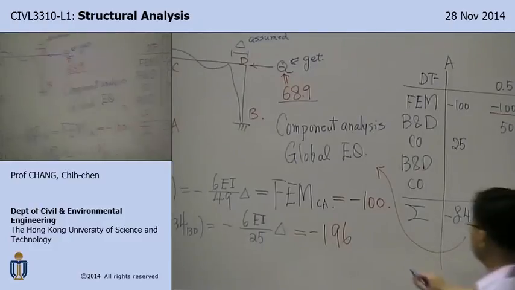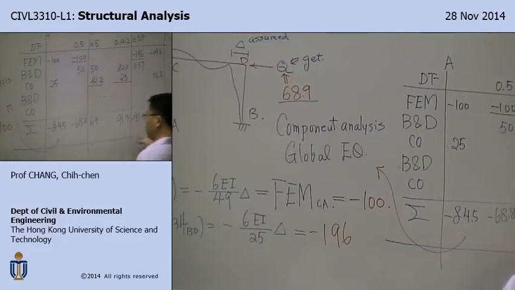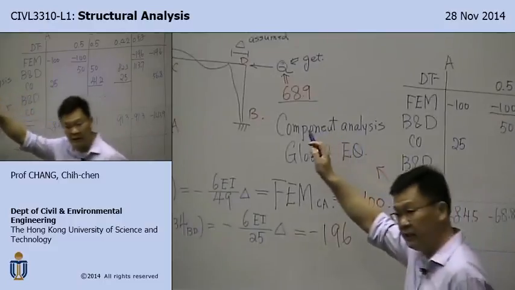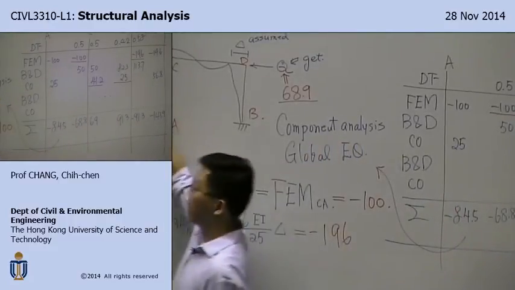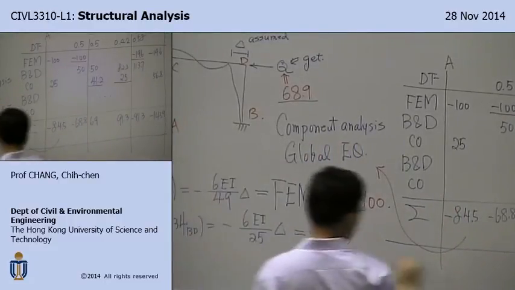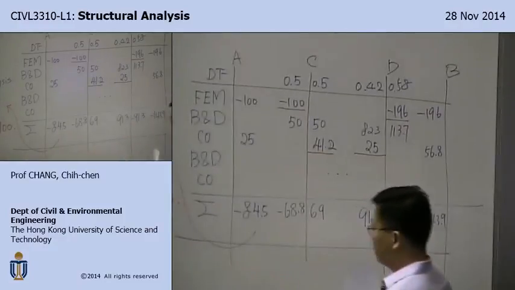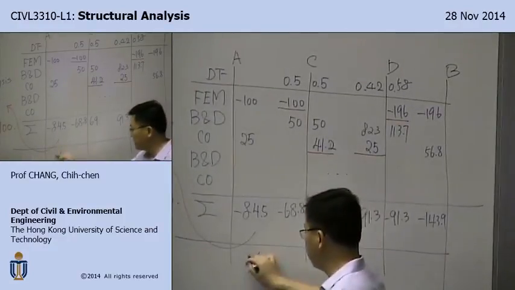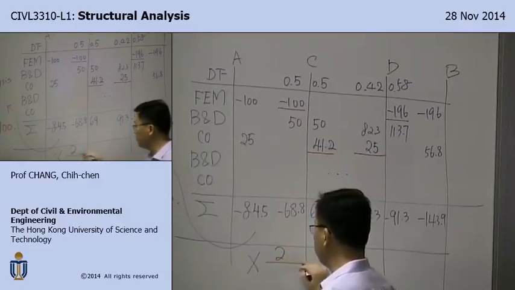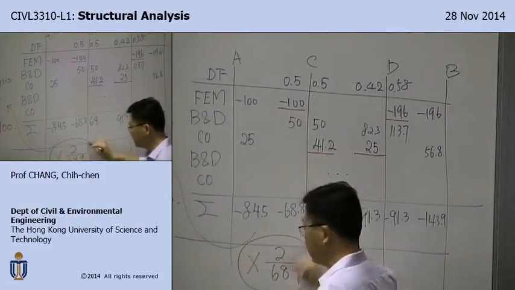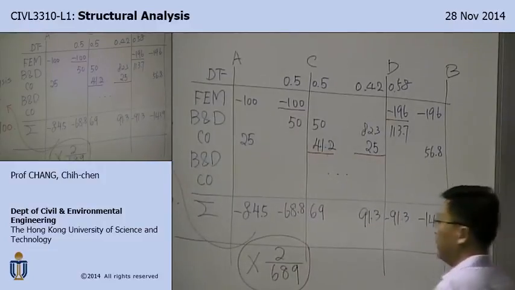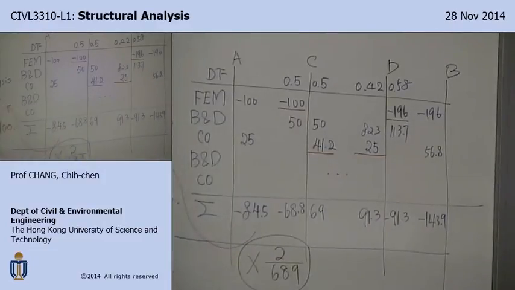So what happened is you take all the results that you obtain here. Now you know Q is 68.9, but we only need to have 2. So whatever you obtain here, you multiply by a scaling factor of 2 over 68.9. That's a scaling factor. And then convert all the results to these conditions.